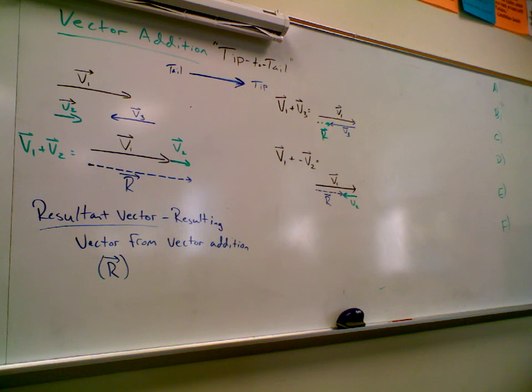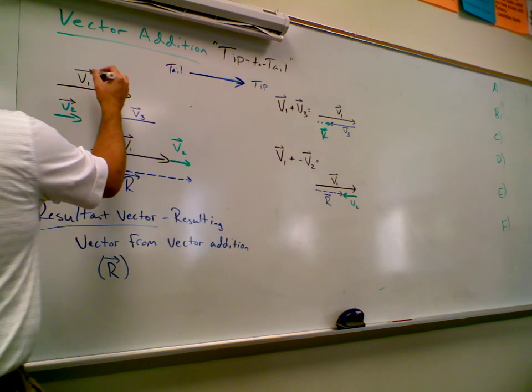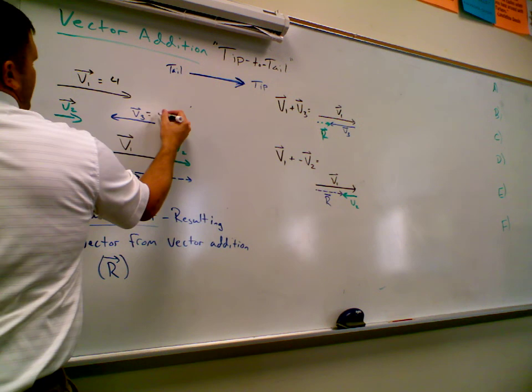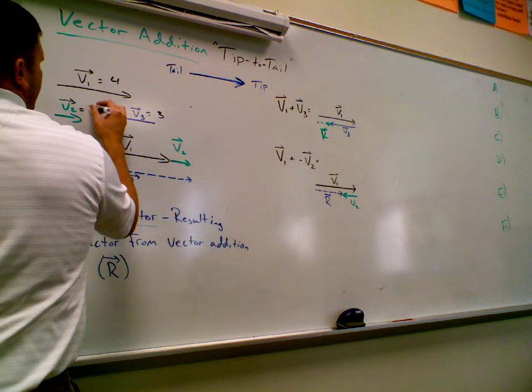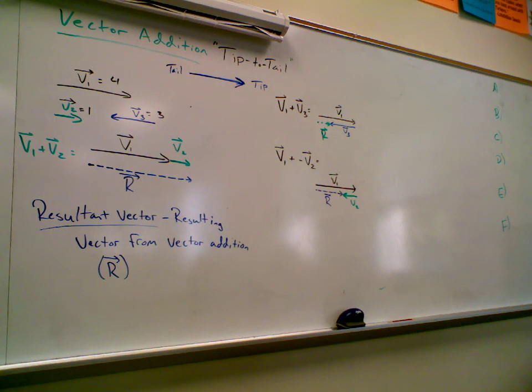Ah, good question. Katrina says, why don't we start putting numbers? So let's call this one 4. We'll call this one 3. We'll call this one 1. Okay? All numbers do is they let me start putting numbers with my resultant.